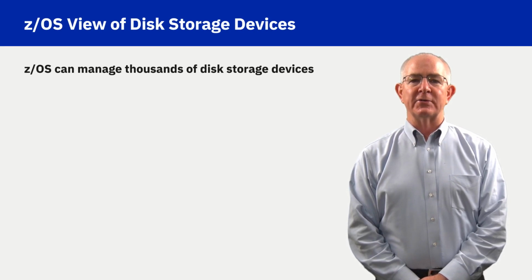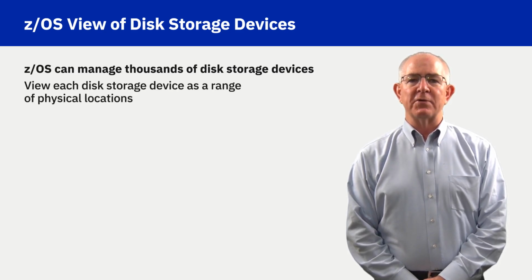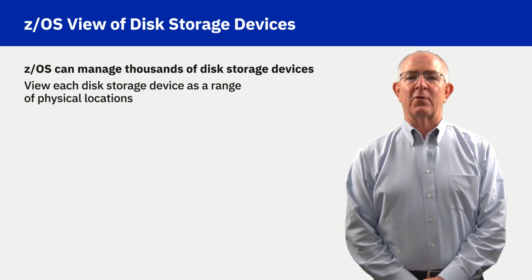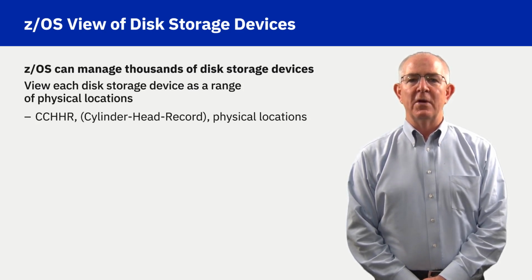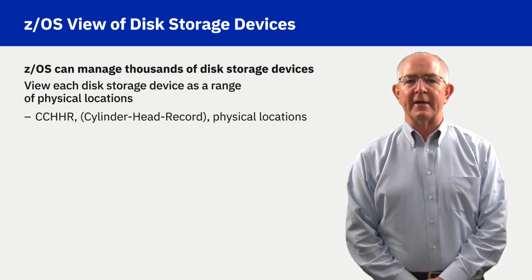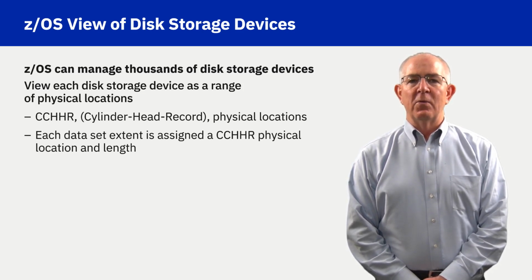z/OS can access thousands of disk storage devices. For the purpose of this lesson, view each disk storage device as a range of physical locations on the disk storage device. Disk cylinder head record is used to identify the beginning and ending location within the entire range of physical locations on a disk storage device. A disk storage device extent is used to hold data. Each extent is a contiguous area on the disk device with an absolute beginning and ending location.